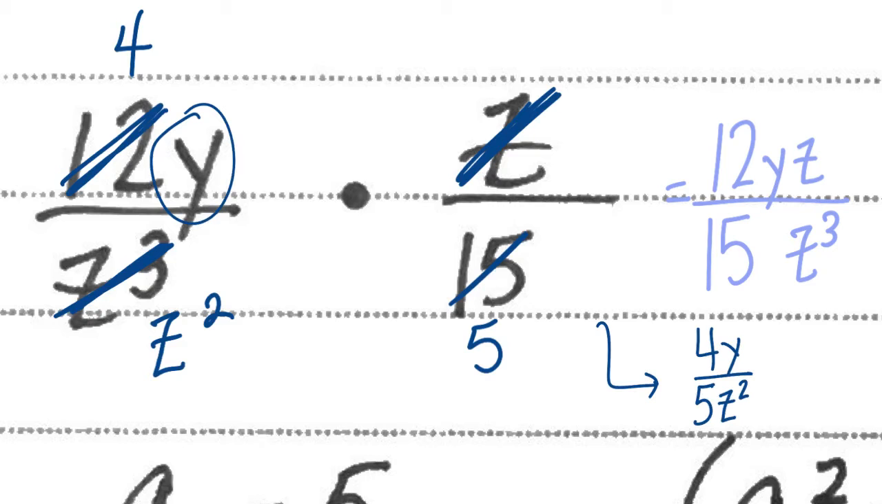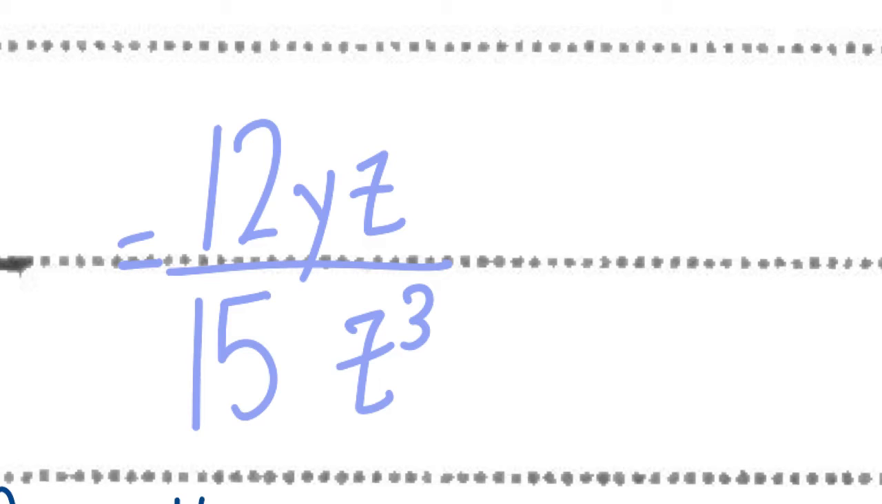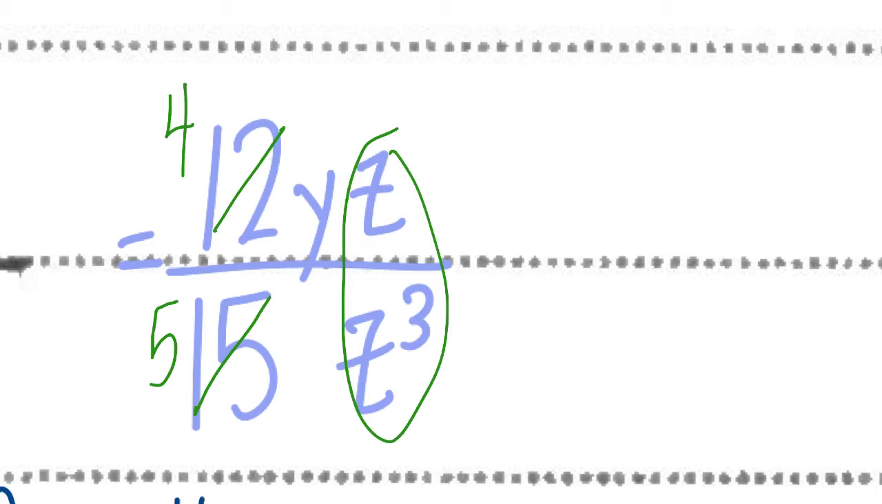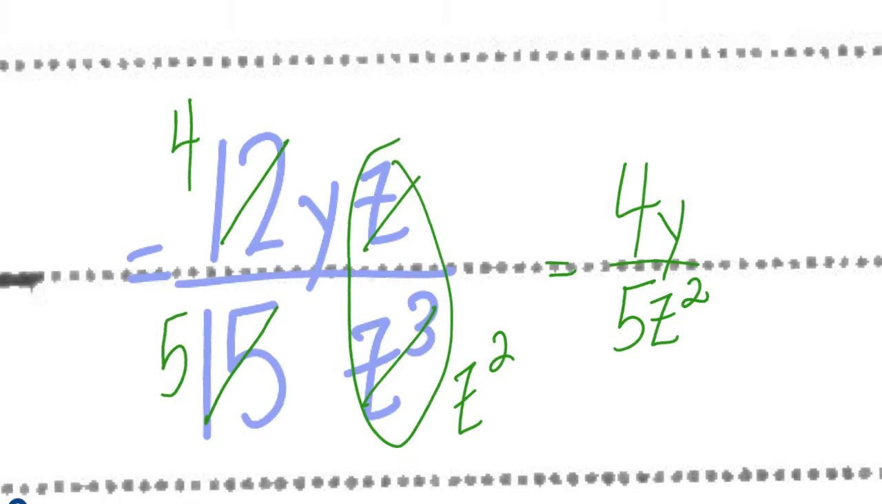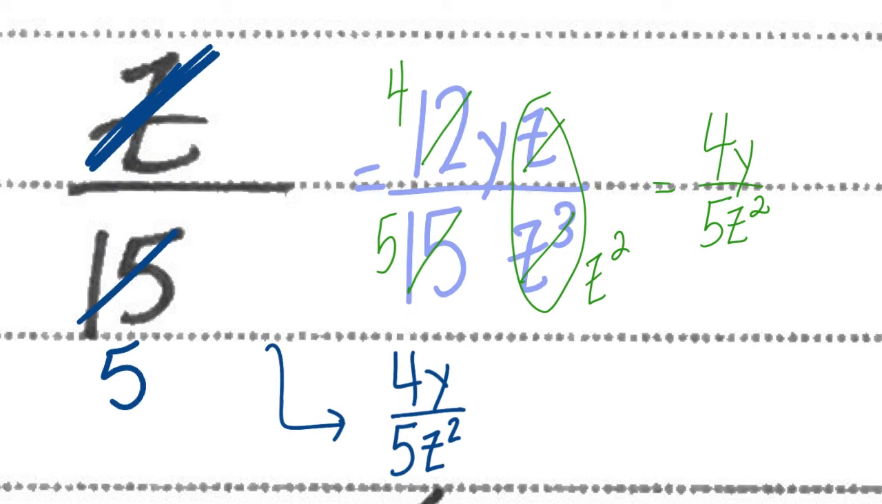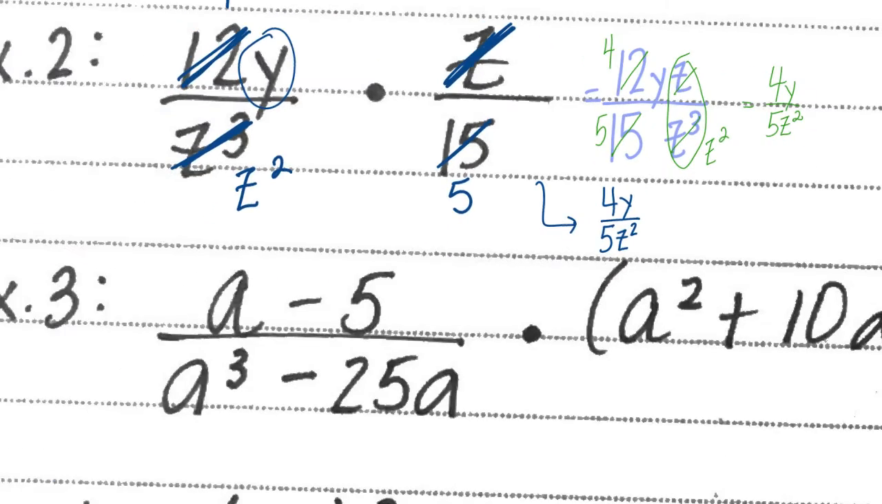5z squared. Now, if you like to combine, that's fine. Combine. We're going to get the exact same thing. 3 goes into both, so I get 4 and 5. And z's go on the bottom as z squared. And so I get 4y over 5z squared. So it doesn't matter which way you choose. We just want to make sure we get it right.